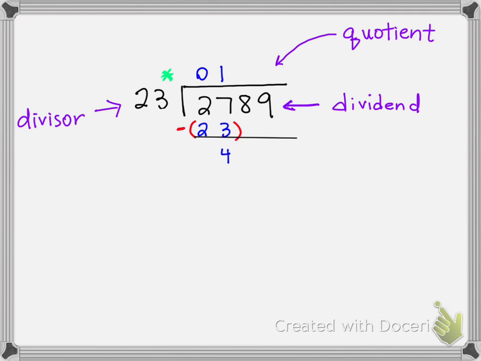I'm going to carry down the 8. And I ask myself, how many times does 23, the divisor, go into 48? Well, that's 2 times. So 2 times 23 is 46. Again, get your red pen, subtract away the whole thing there, and then you're left with 2 in this case. Bring down the 9, so we have 29.